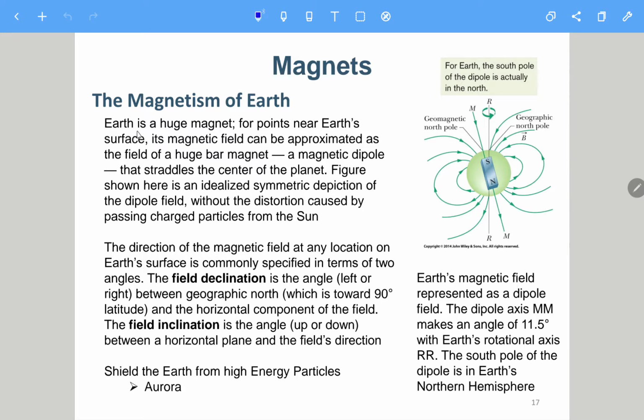So it says Earth is a huge magnet. For points near the Earth's surface, its magnetic field can be approximated as the field of a huge bar magnet, a magnetic dipole that straddles the center of the planet. The figure shows the idealized symmetric depiction of the dipole field, without the distortion caused by the charged particles from the sun. We don't actually know how the Earth generates the magnetic dipole, but it is very important to human beings. Without the magnetic dipole of the Earth, all of us would probably die.